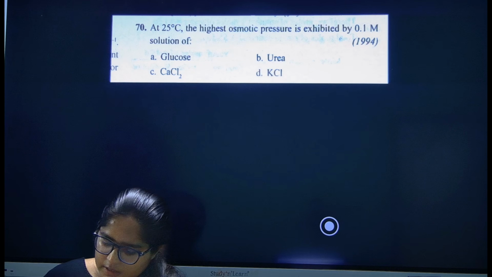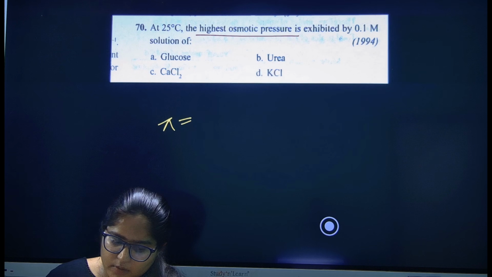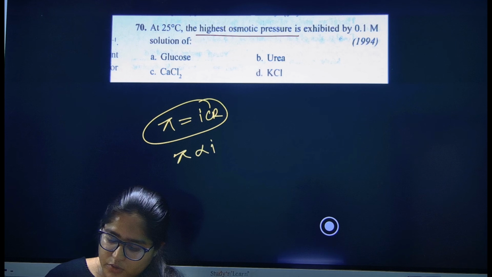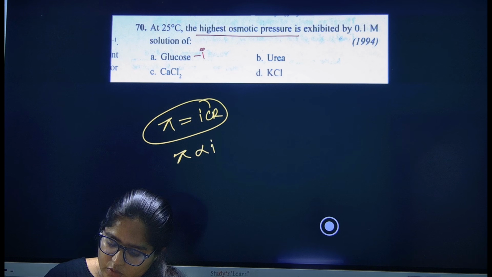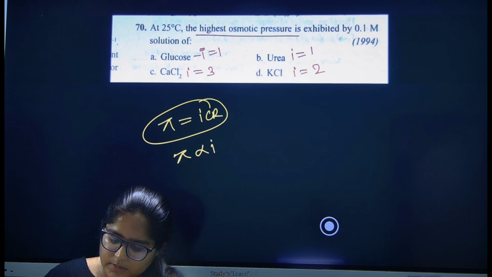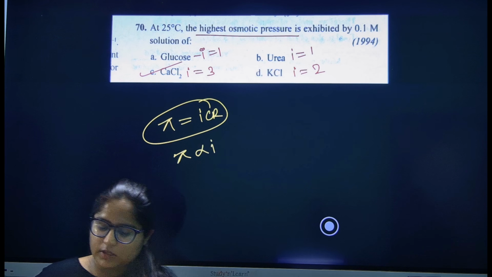Next question number 70, highest osmotic pressure. So concentration is the same. So pi equals iCRT, meaning pi is directly proportional to i. Where is more i? Glucose neither associates nor dissociates, urea neither associates nor dissociates, CaCl2 gives 3 and KCl gives 2. So option C, more i, more will be the osmotic pressure.